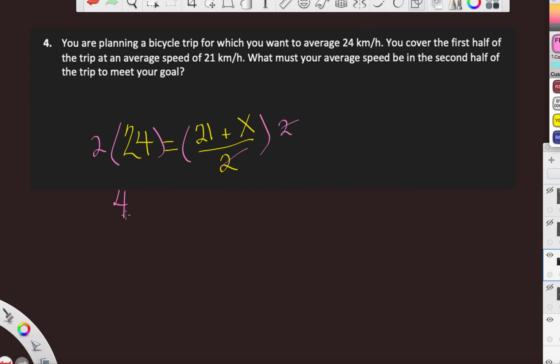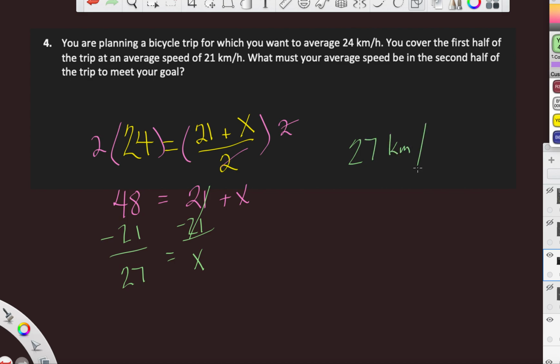So now we have 48 is equal to 21 plus x. And all I want to do is isolate that variable. So what am I going to do? I'm going to subtract 21 from both sides. Sorry about my two different 2's, looks horrible. So 27 equals x, right? So my answer is 27 kilometers an hour. Sound good?